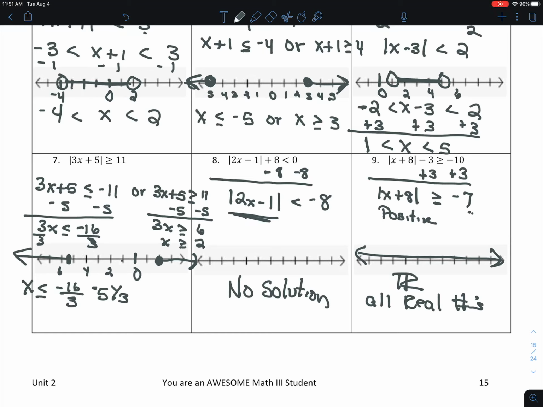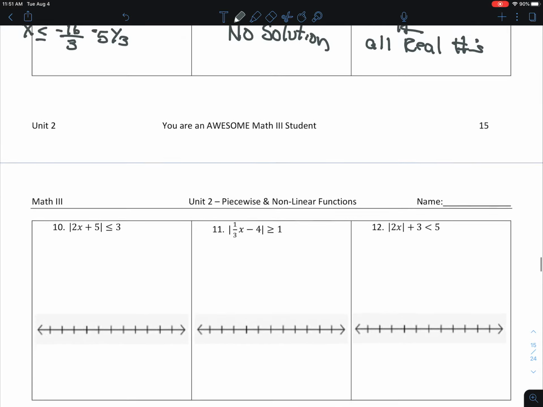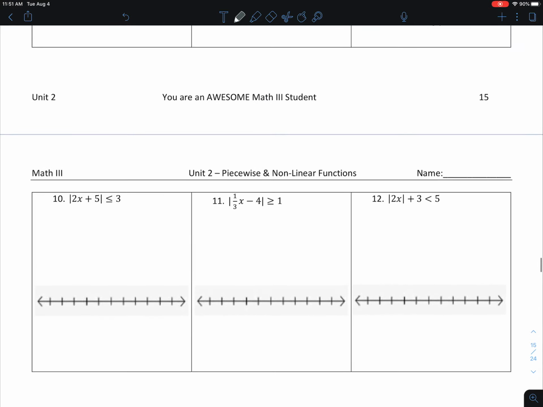Because it doesn't matter what we put in for x, it's going to come out positive. And positive numbers are always greater than negative 7. So if I put in any number, let's say I put in negative 100, then negative 100 plus 8 is negative 92, but the absolute value of that is positive 92, and a positive number will always be greater than negative 7. So this is all real numbers.